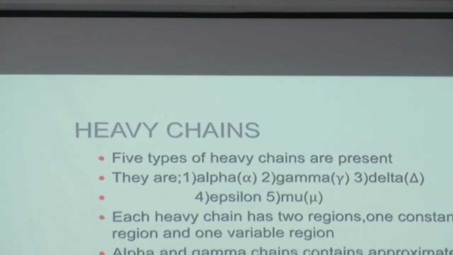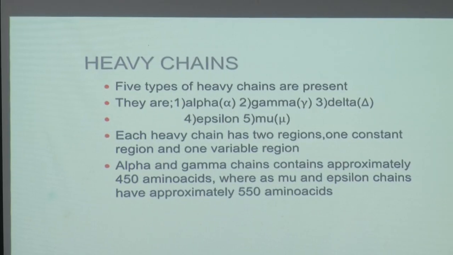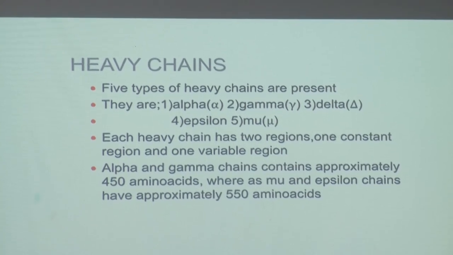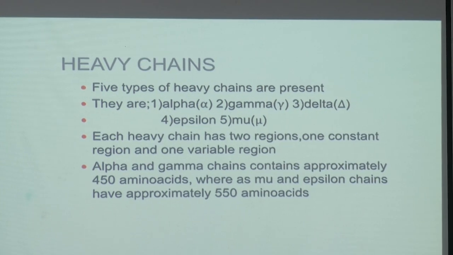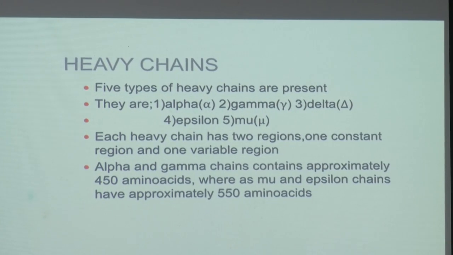5 types total. Alpha is in IgA. Gamma is in IgG. Delta we find in IgD. Epsilon is in IgE and mu is in IgM. Each heavy chain has two regions, one constant and one variable. Alpha and gamma chains contain approximately 450 amino acids, while mu and epsilon chains have 550 amino acids. That's why IgE and IgM are bigger molecules.